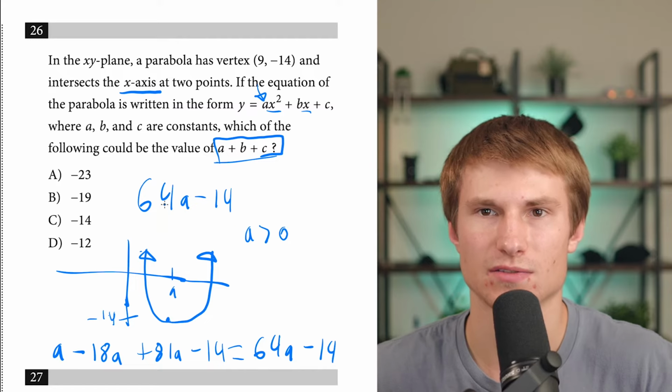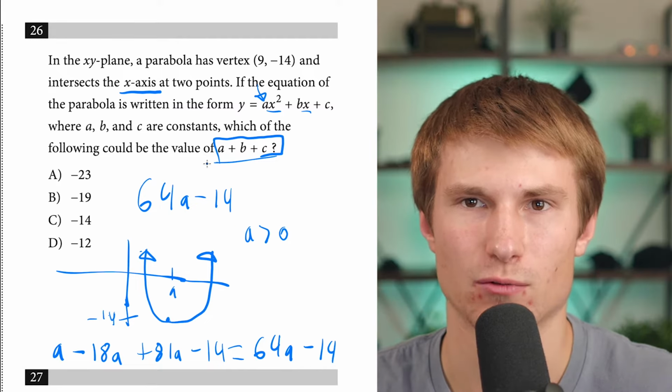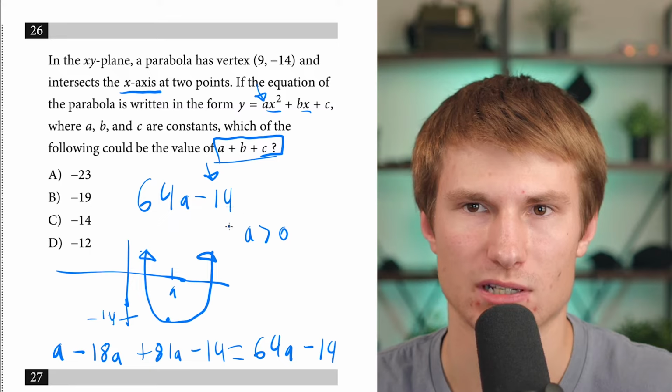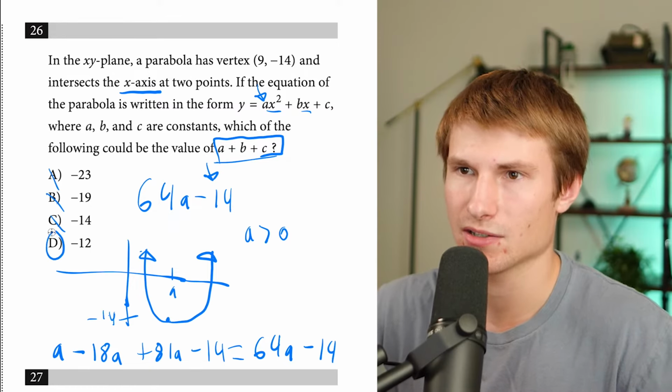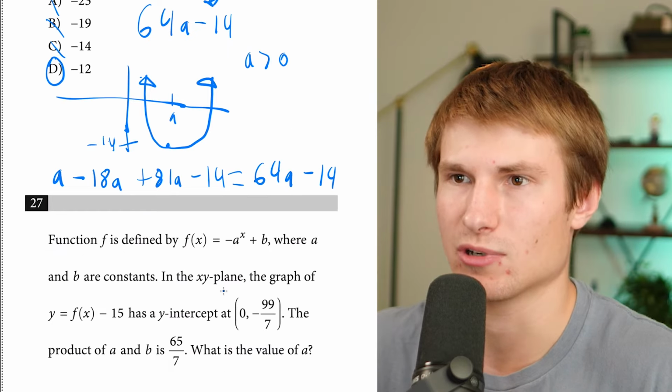A has to be positive. Since a has to be positive, we can't ever reach negative 14. We always have to be greater than negative 14. Okay, so since we always have to be greater than negative 14, our only answer there could be D. So D has to be our answer for 26.